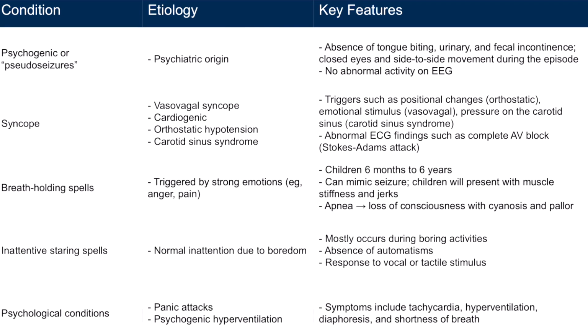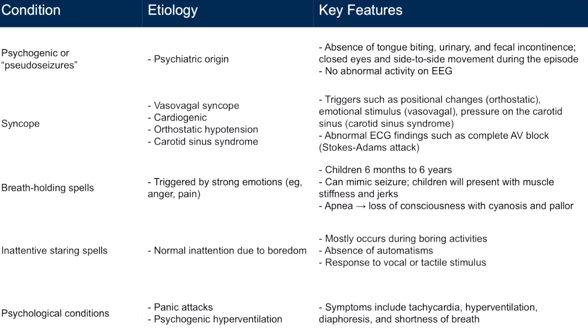Psychogenic or pseudoseizures are seizure-like episodes, but they have a psychiatric origin. Key features of pseudoseizures include the absence of tongue biting and the absence of urinary or fecal incontinence. And patients are often seen having their eyes closed with their bodies moving side to side during the episodes. There's actually no abnormal activity on an EEG during these episodes, which makes sense because it's a pseudoseizure.